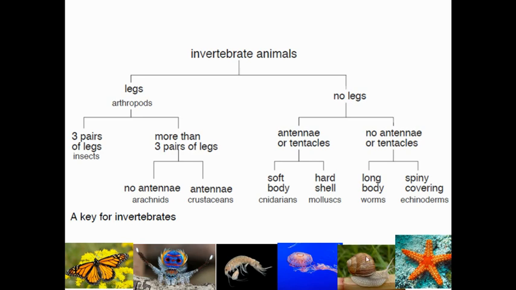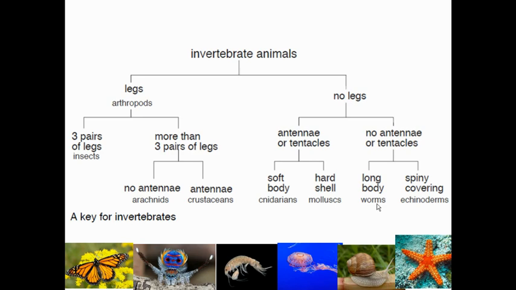And he's got this hard shell, so he's a mollusk, okay? So if our invertebrate doesn't have legs, but it also doesn't have antennae or tentacles, if it's got a long body, it's a worm. So think about what a worm looks like. You can tell it hasn't got legs, it hasn't got antennae on the front, and it's got that elongated body. So that's a worm.